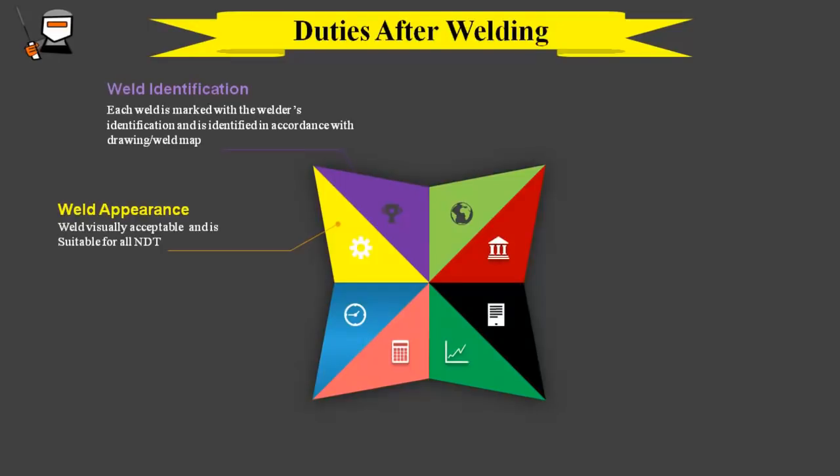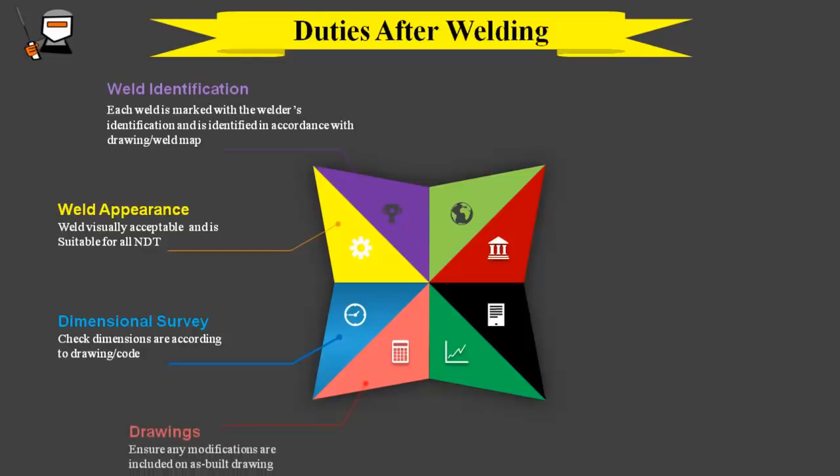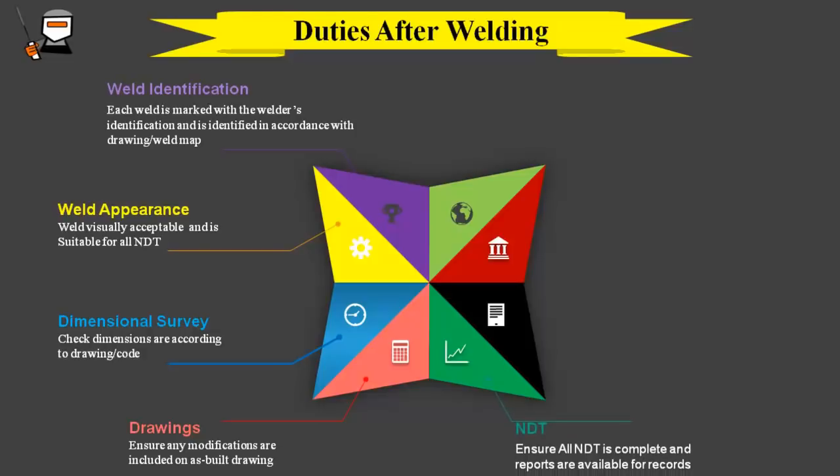Visual inspection is to be carried out to check the appearance of the weld and its suitability for NDT testing. Dimension survey. Check whether dimensions are according to the WPS or not. Ensure any modifications are included on the as-built drawing. NDT. Ensure all NDT is performed according to the project specification. If 10% is mentioned in the project, then perform NDT on one joint out of 10, and if 100% is mentioned, then perform NDT on all joints. Ensure NDT reports are available for records.